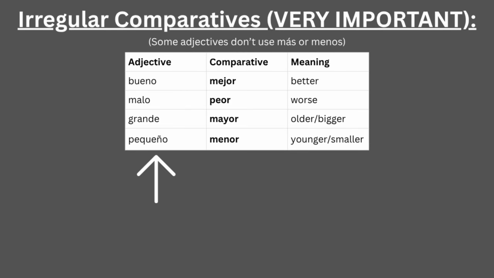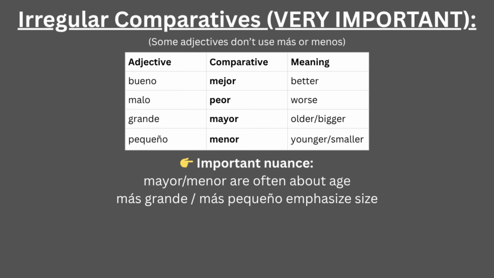On the left, the adjectives are in their basic form: bueno, malo, grande, pequeño. In the middle, we can see their irregular forms: mejor, peor, mayor, menor. As a note, mayor and menor are often used with age, and this nuance matters because it is possible to use an intensifier with grande and pequeño, but this would emphasize the size of something.